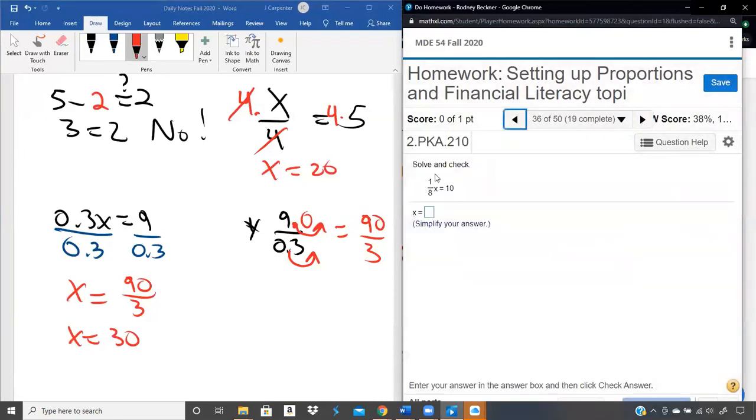The fact that this is written as 1/8 instead of x over 8 doesn't change anything. Multiply both sides by 8 and you'd get 80.